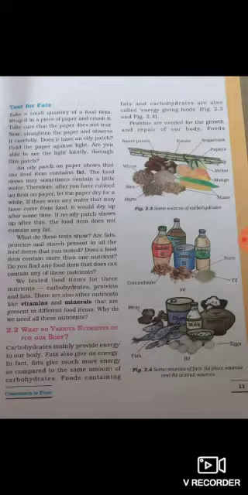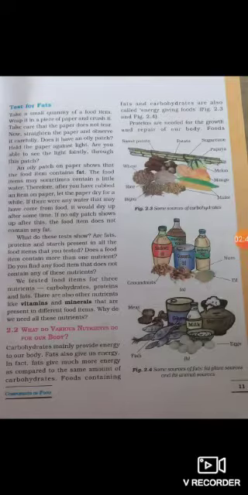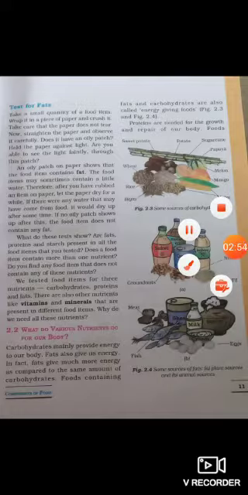Now let's study the test for fats. Take a small quantity of the food item to be tested. Wrap the food in a piece of paper, then dry the paper by keeping it in sunlight for some time and observe the paper. If you observe an oily patch on the paper like this, it indicates the presence of fat. No oily patch means no fat. Understood everyone?